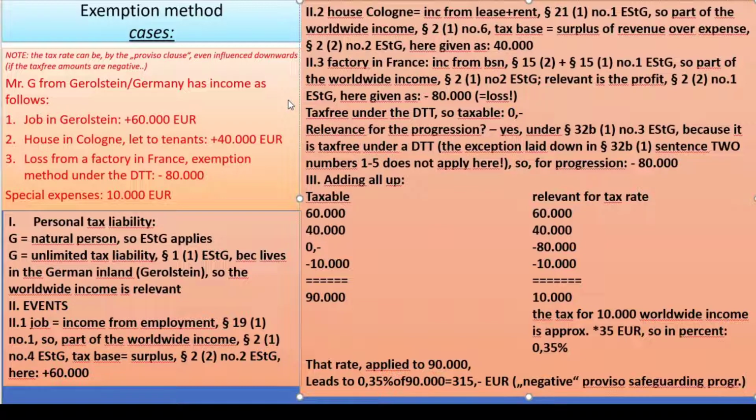But in principle, what you have here as result is correct, because if you look to the worldwide income of that person, he was nearly completely poor. Only 10,000 worldwide. Everything which was gained in Germany was lost in other states. So if you really look to the overall wealth when you determine the tax rate, it is completely correct that you grant this person a tax rate which you otherwise only find for people who live nearly from welfare payments. 0.35% approximately. Strange, but absolutely logical.